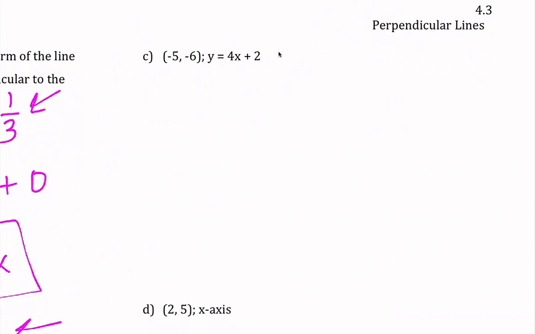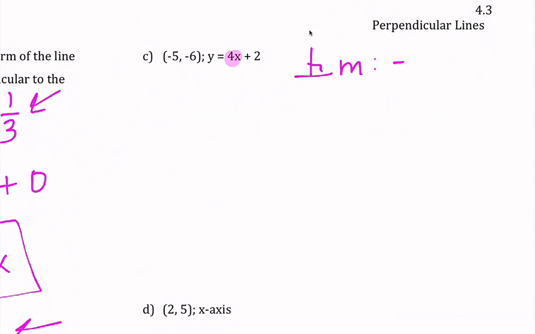Okay, so in this one, I want it to go through this point, and I want it to be perpendicular to this line. So first, let's identify the slope that was given to me, which is a positive 4. So let's figure out what our perpendicular slope has to be. Opposite reciprocal. Well, this slope is a positive 4, so if it's a positive, mine has to be a negative.